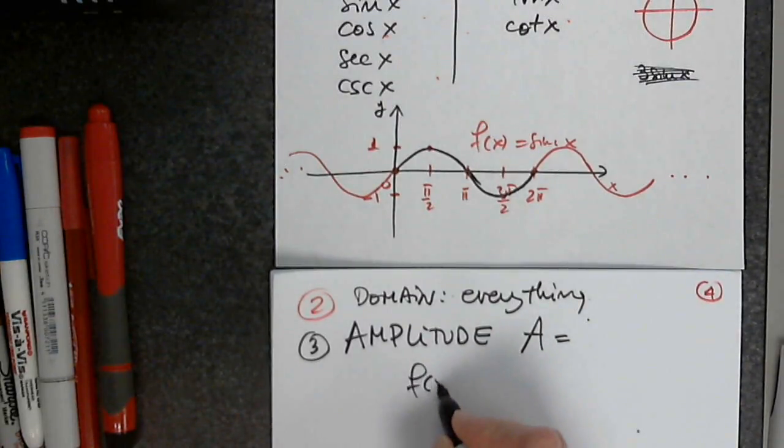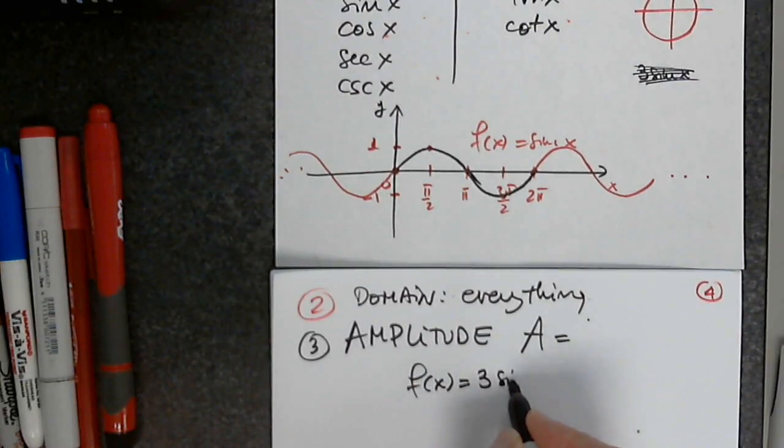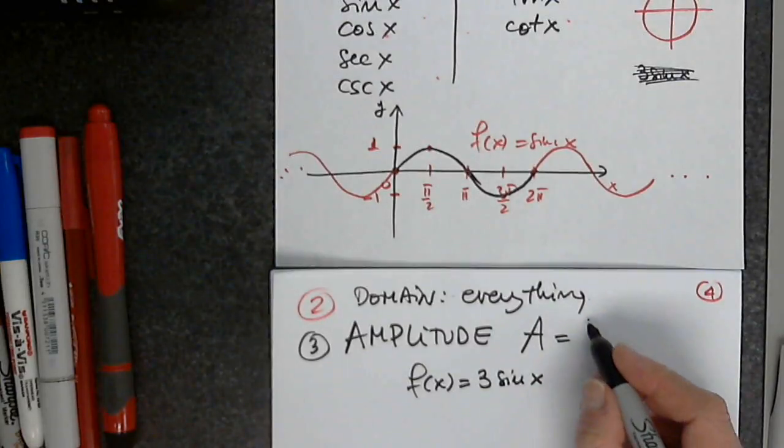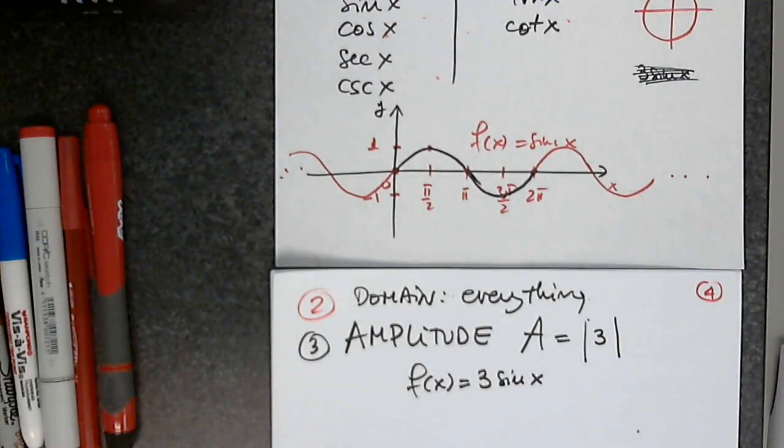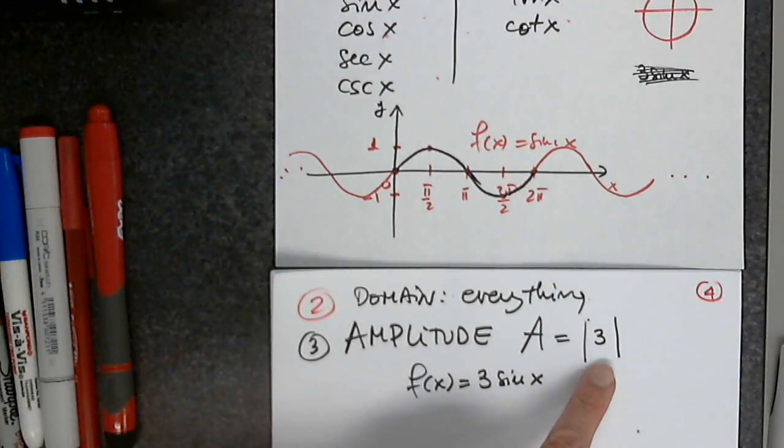So if I have f of x equals 3 sine x, the amplitude will be the absolute value of 3. The amplitude is always a positive number. Remember, you already told me that this function will go as high as 3, will go as low as -3. What is the distance between -3 and 3? 6, and divide that by 2? 3. So the amplitude is 3. Okay.